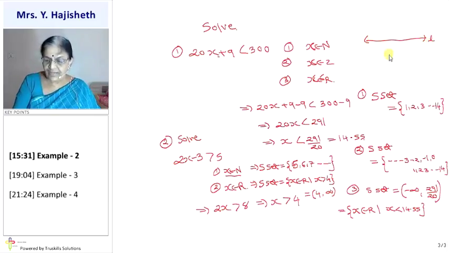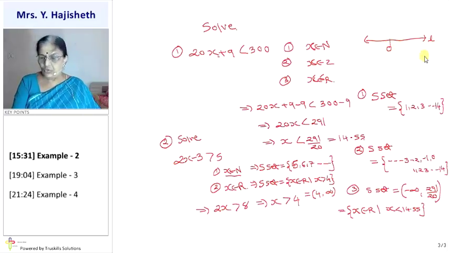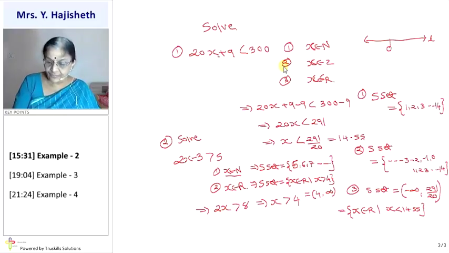This is my number line, this is arbitrary point O, that is 0. All positive on this side, negative on that side. Suppose I want to represent the solution of the first inequality, n belongs to N. So it should be 1, 2, solid point, 3 and up to 14.